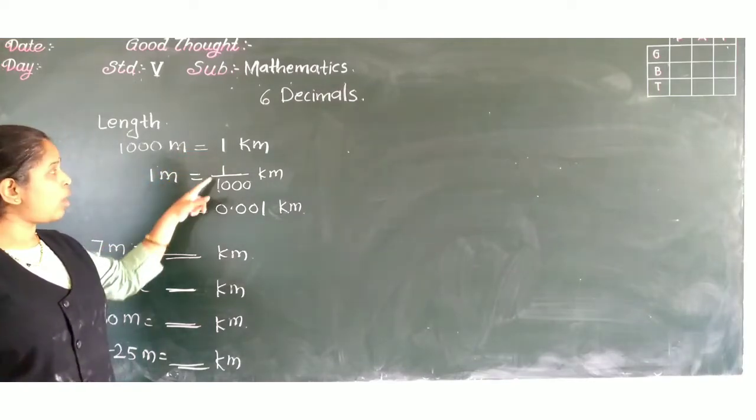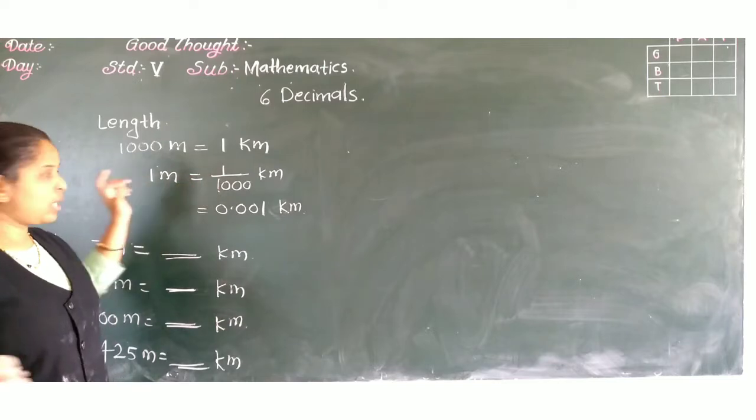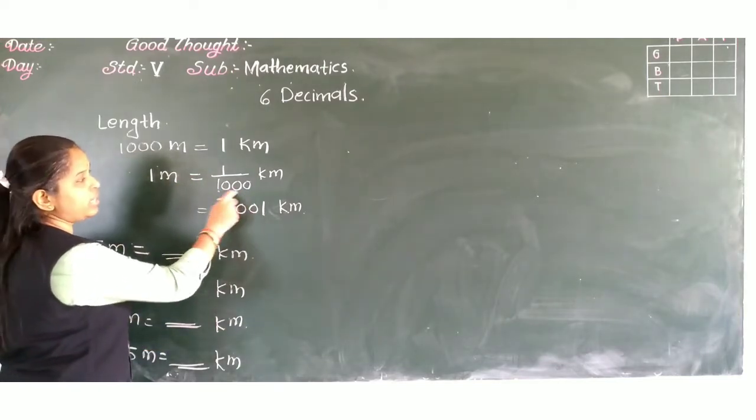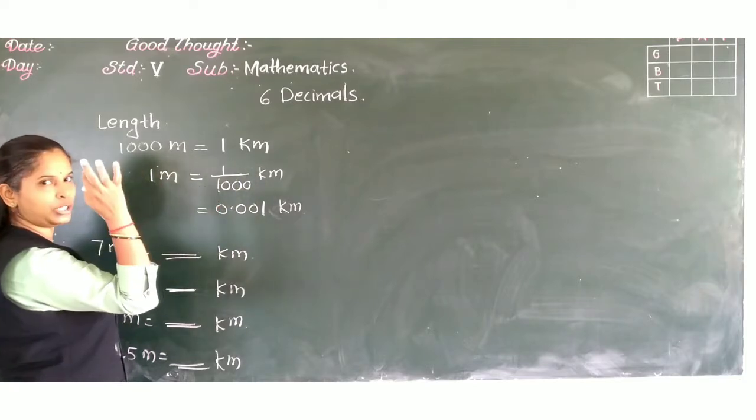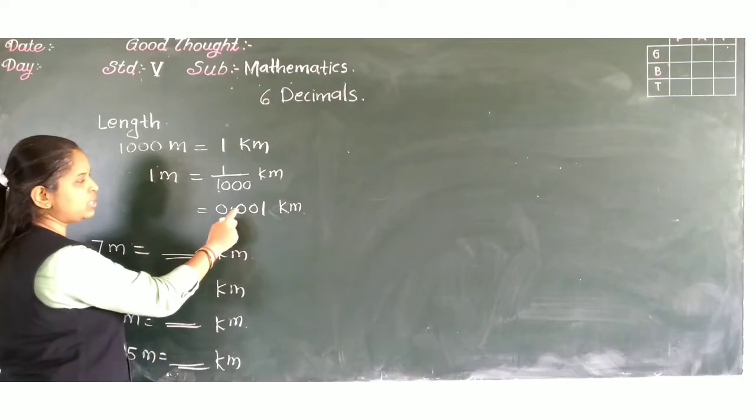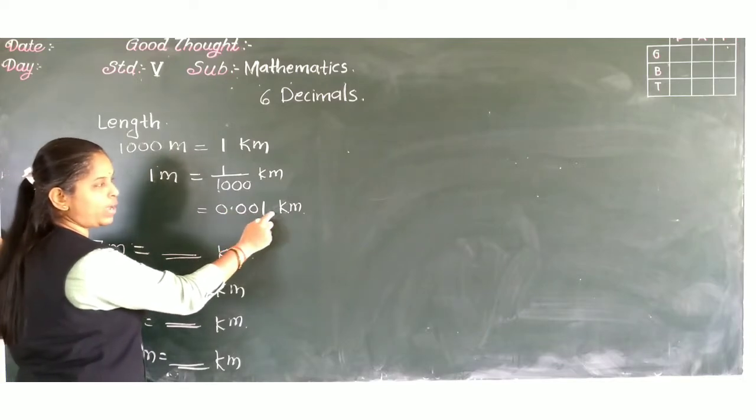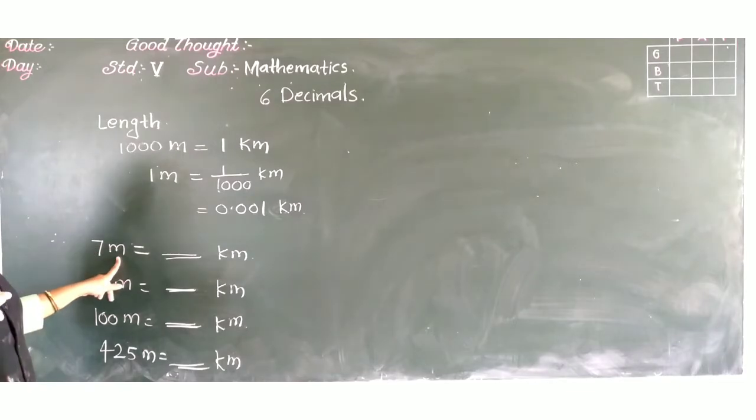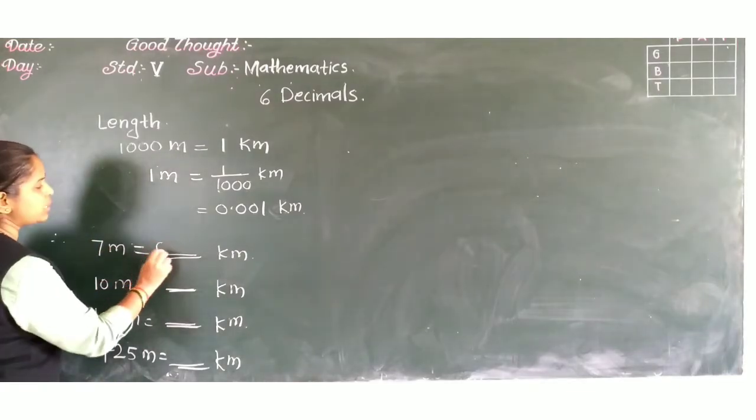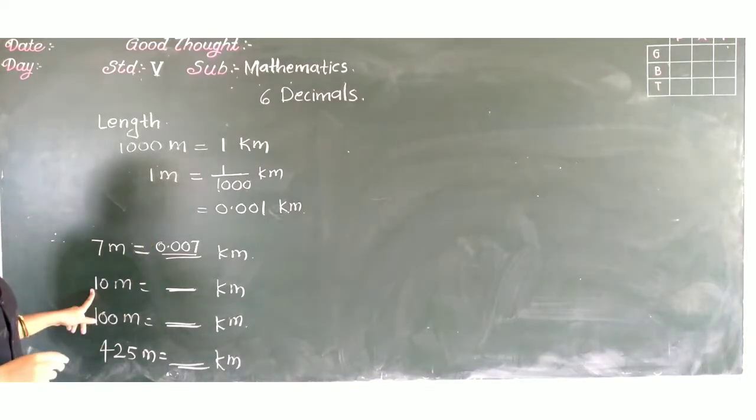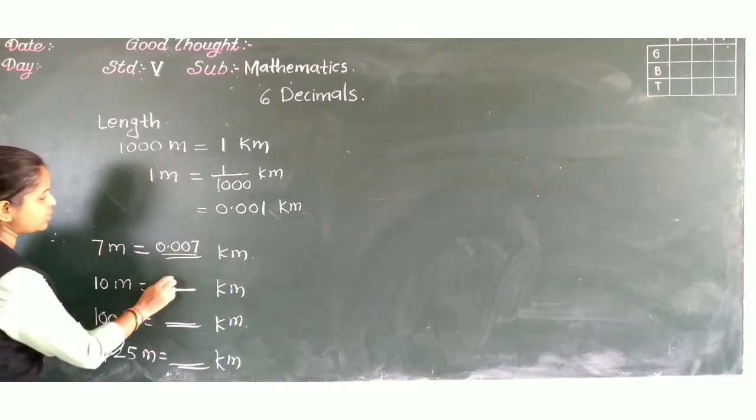Okay. So how to write this? Now whole part 0, decimal point, and here 3 zeros. So the numerator also should have 3 digits, but here only 1 is there. So before it write 2 zeros. Here 0.001 kilometer. In the same way, 7 meter. How to write in kilometer? 0.007.